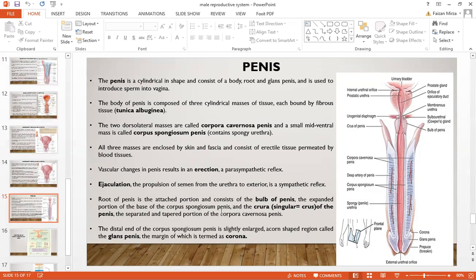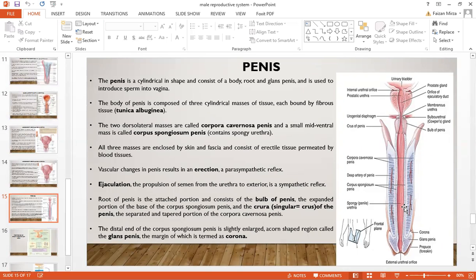The root of the penis is attached to a portion called the bulb of the penis, the expanded portion of the corpus spongiosum. There is a region called the crura, or crus, of the penis, the separated and tapered portion of the corpora cavernosa. The distal end of the corpus spongiosum is slightly enlarged, acorn-shaped, and called the glans penis, the margin of which is the corona.